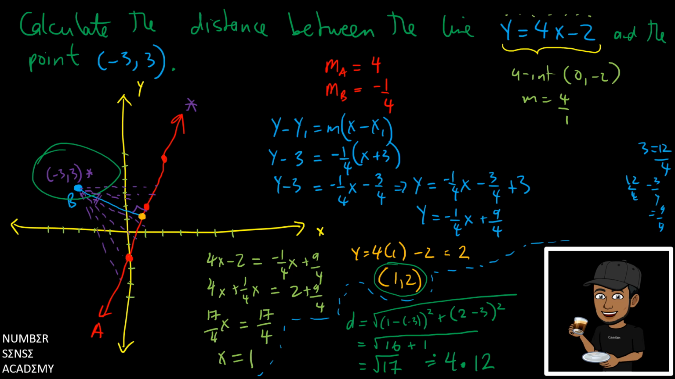So therefore we have to use the information we have to determine the equation of the line, find where they intersect, and then use that point of intersection and couple it with the point that we were given, and then use that to find the distance. And that's how we end up with 4.12.